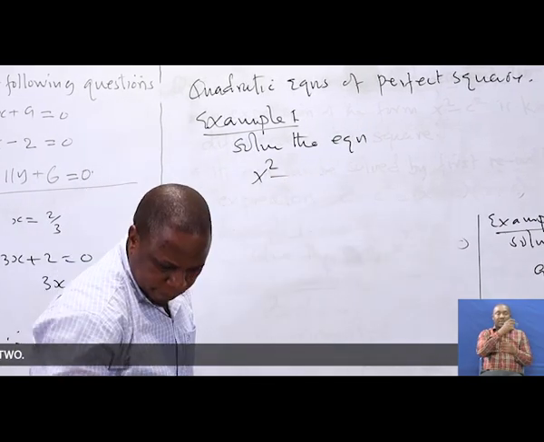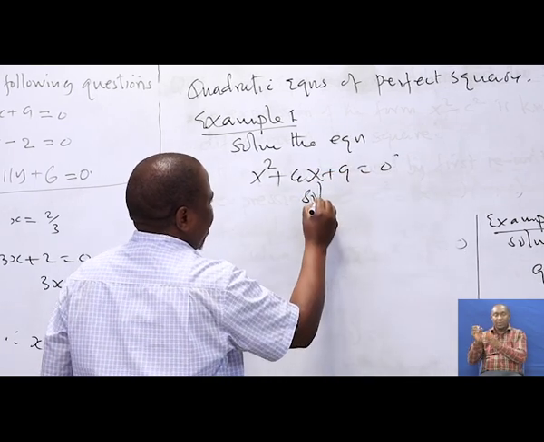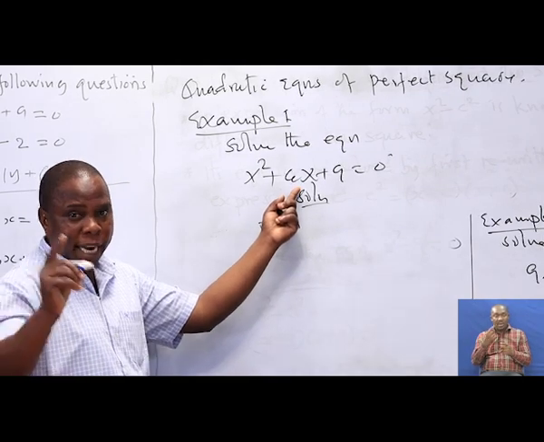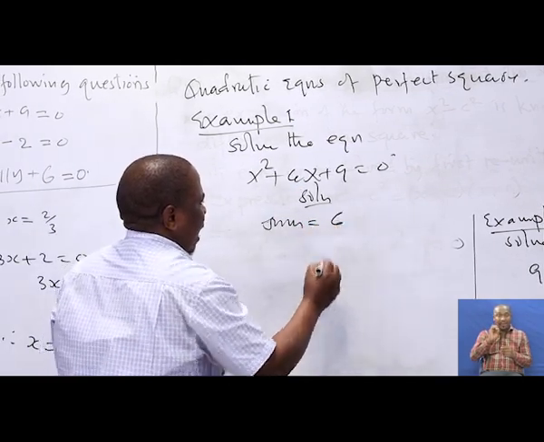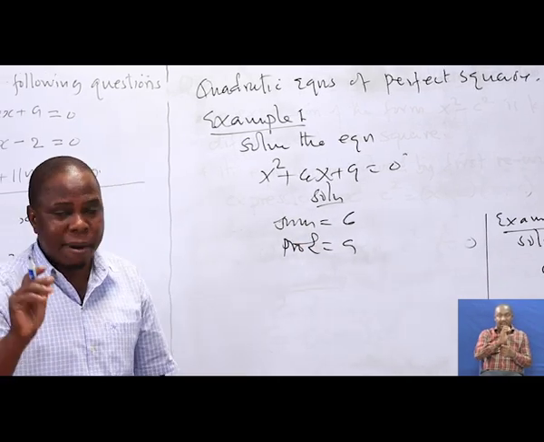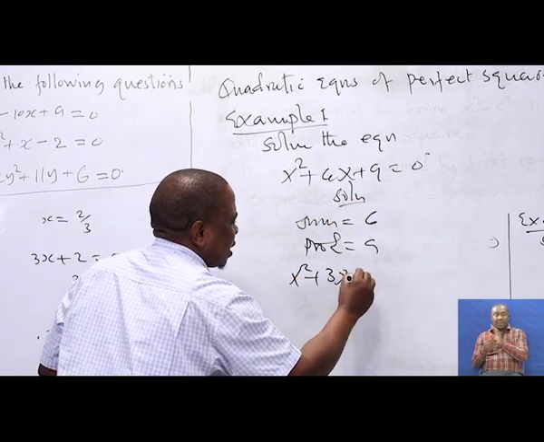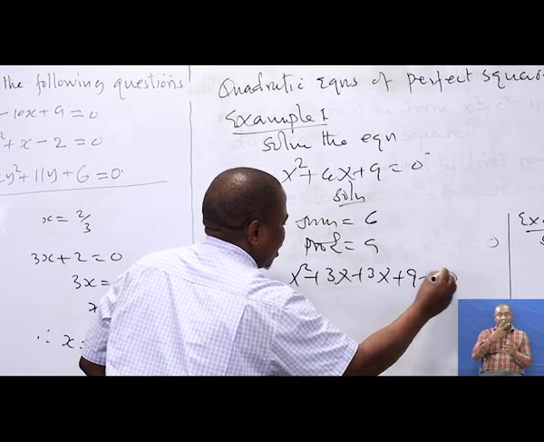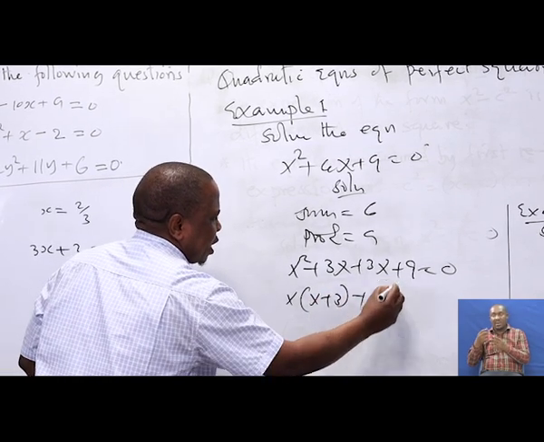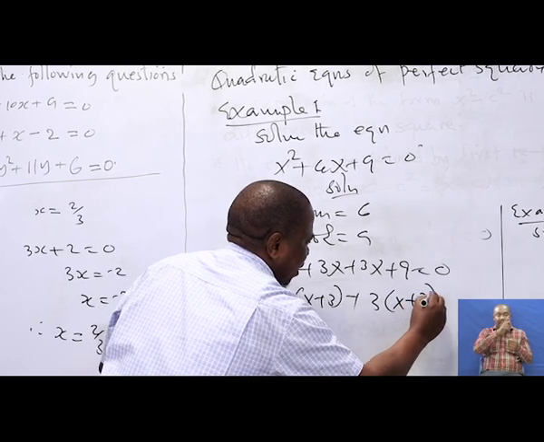x squared plus 6x plus 9 is equal to 0. Split the middle term. Two numbers whose sum is the coefficient of the middle term, that is 6, and whose product is 9. Can you give me those two numbers? 3 and 3. So this 6x can be written as x squared plus 3x plus 3x plus 9 is equal to 0. What is common here? x. Take x out: x plus 3, plus what is common in 3x and 9? That is 3. So x plus 3, times x plus 3, is equal to 0.